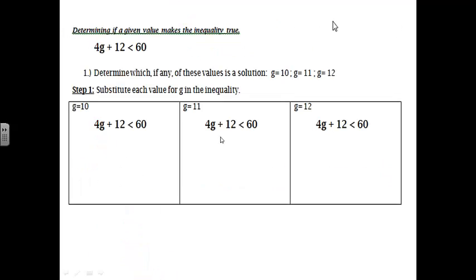All right, good job, you guys. All right, one more slide and then we're done. Or maybe 2 more slides. Okay, determining if a value makes the inequality true. Okay, determine which, if any, of these values is a solution.